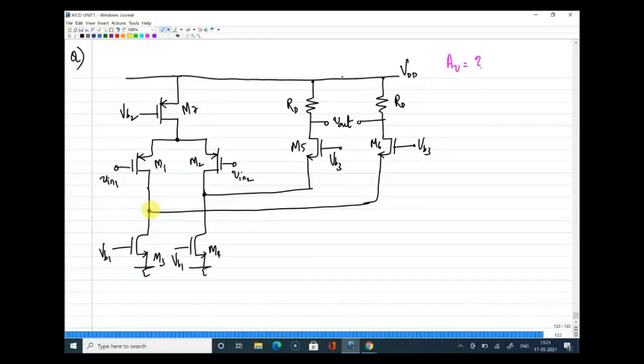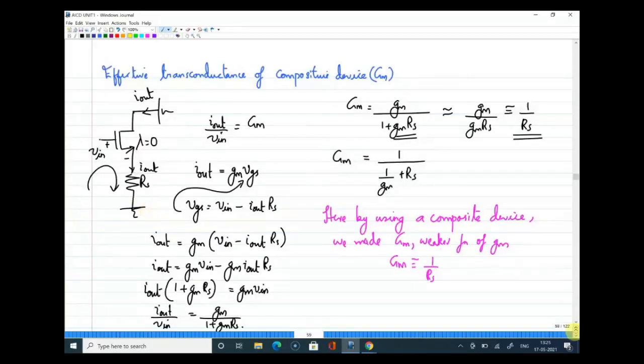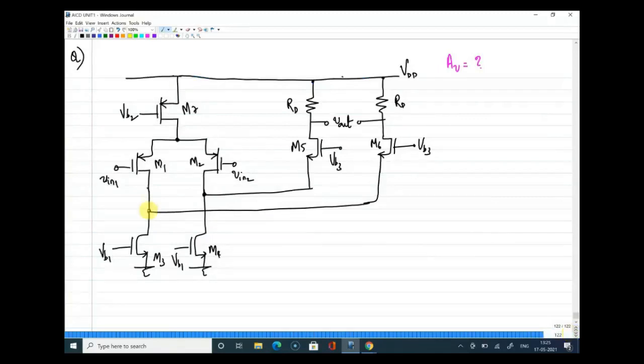Yes, sir. So this node is not coming in the line of symmetry. Maybe the source of M7, sir. Drain of M7. Okay, yeah, thank you for that, Aditya. So this node will go to ground.